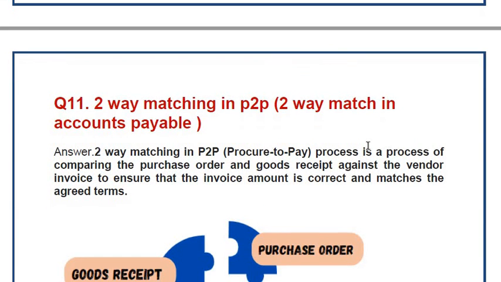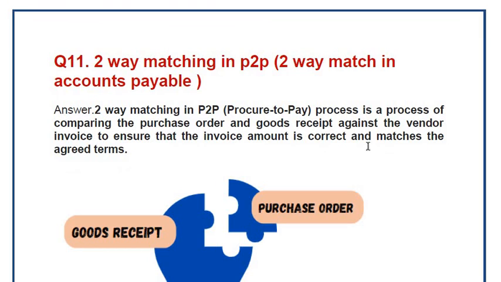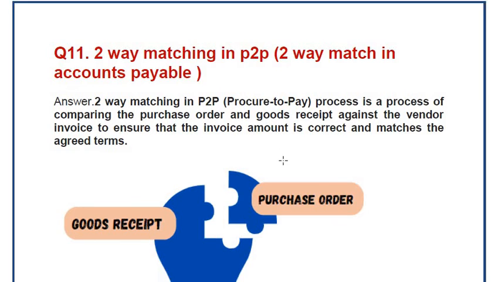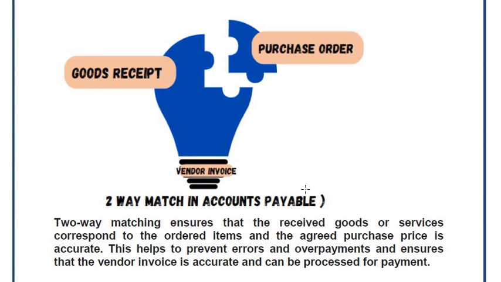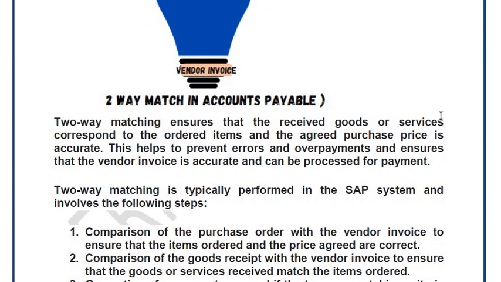Two-way matching in P2P, two-way match in accounts payable. Two-way matching in the P2P process is a process of comparing the purchase order and goods receipt against the vendor invoice to ensure that the invoice amount is correct and matches the agreed terms. Okay, we will compare the vendor invoice with the purchase order and supply of goods. Okay, so this is two-way match in accounts payable. Two-way matching ensures that the received goods or services correspond to order items and that the agreed purchase price is accurate. This helps to prevent errors and overpayment and ensures that the vendor invoice is accurate and can be processed for payment.